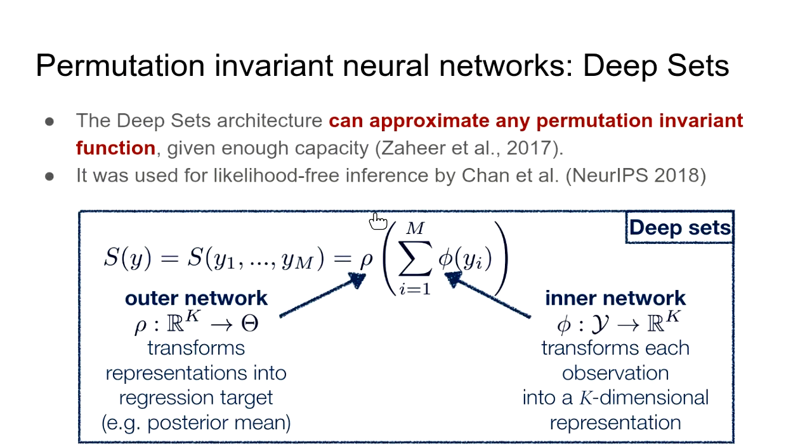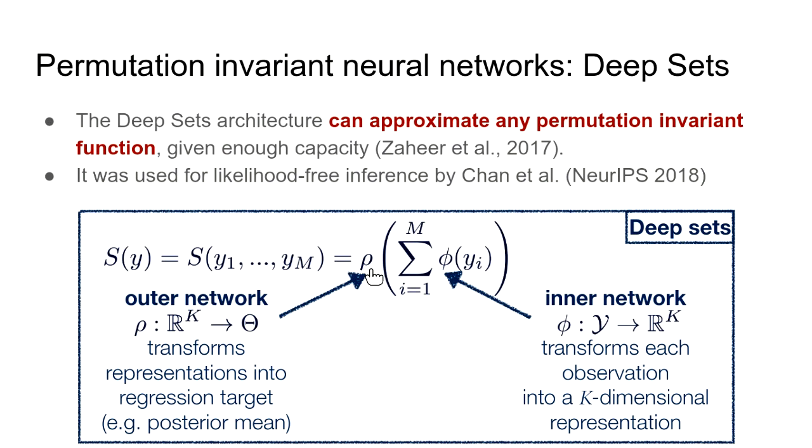We could replace the sum by any other permutation invariant function, and that would be the same thing. For example, we could use the maximum or the minimum. But the nice thing with the sum is that Zaheer et al. proved that with this specific architecture, you can approximate any permutation invariant function, given enough capacity, of course, using powerful enough networks, rho and phi. So that's why this architecture is really quite popular.